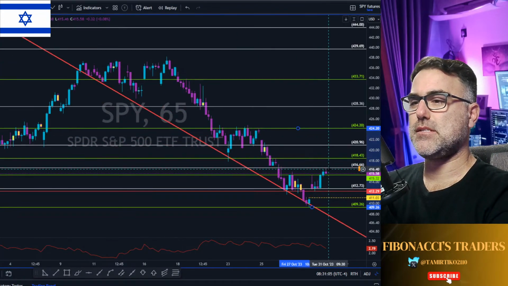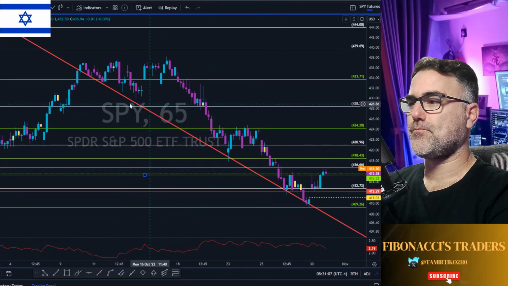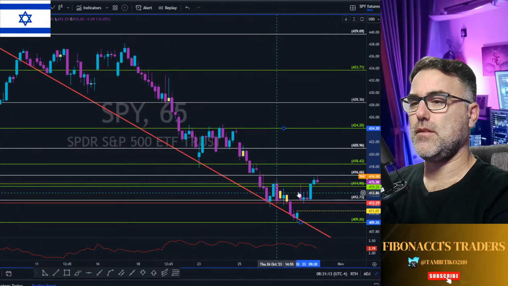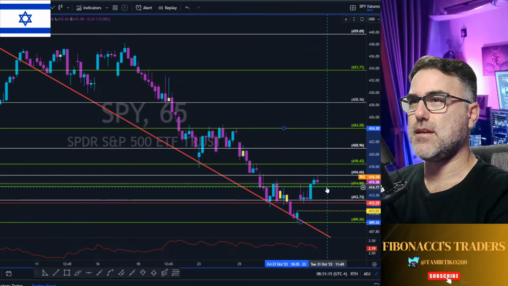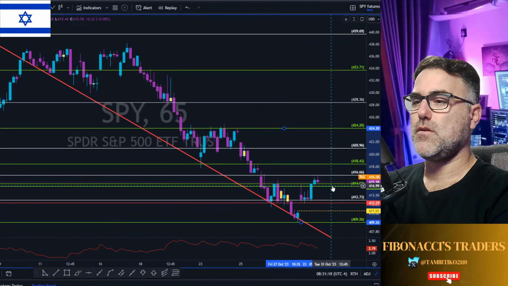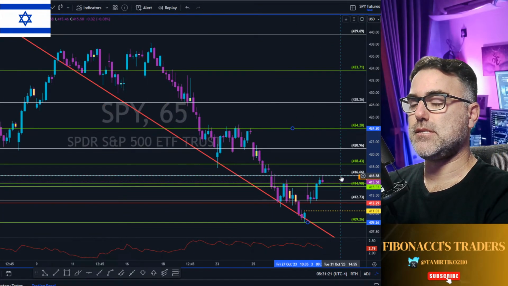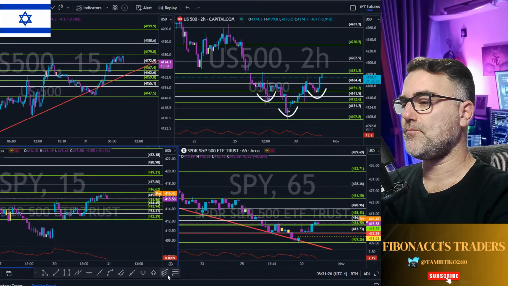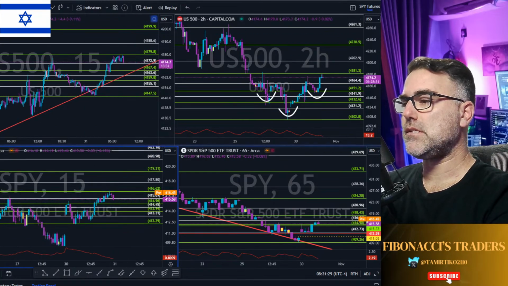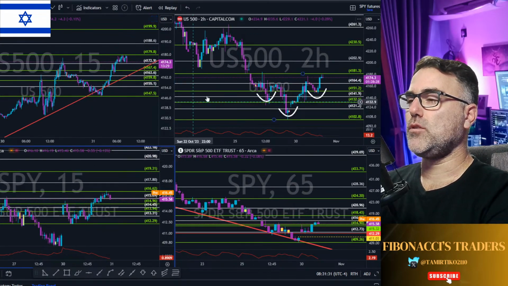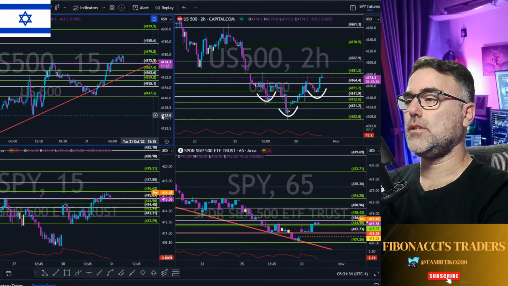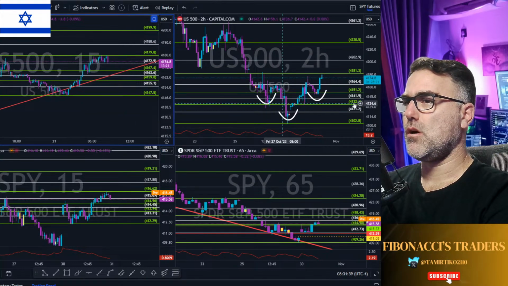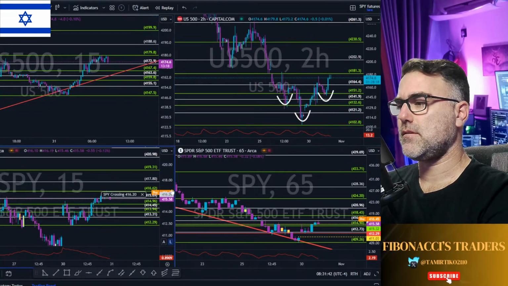We have here SPY 65. We are missing one level. Here it is. Now this area, the 414.90, needs to hold the support. 416.66 is the resistance. We have here SPY 15. We are watching all these charts and multi-time frames all the time. This is how we know where price might be heading next.